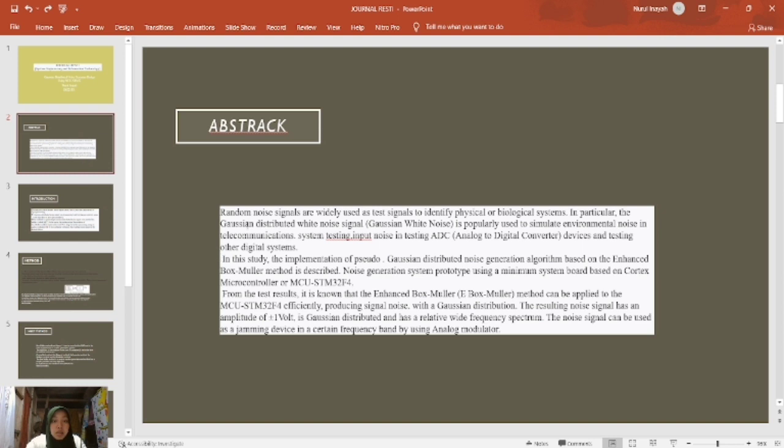Next, the abstract. Random noise signals are widely used as data signals to define physical or biological systems, and in particular the Gaussian distributed noise signal is popularly used to simulate environmental noise in telecommunication. In system testing, the input noise is used for testing the ADC, analog to digital converter.